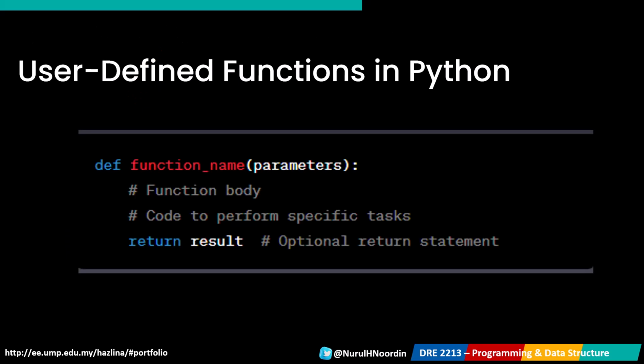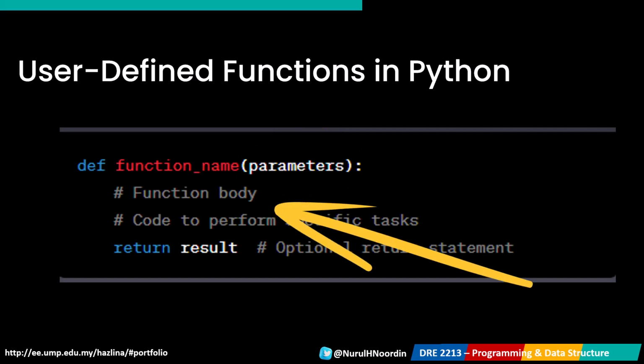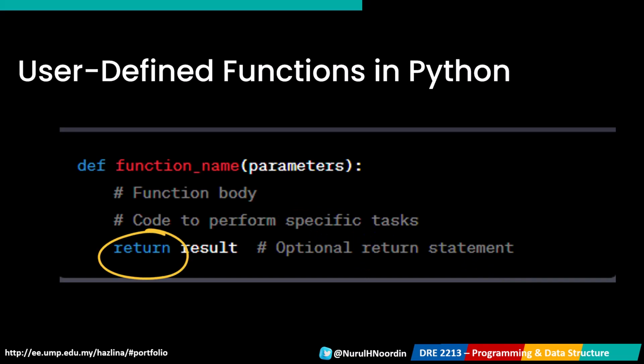Python allows you to define your own functions, known as user-defined functions, UDF. UDF enables you to encapsulate reusable blocks of code for better organization and readability. The def keyword is used to declare a function. Function name is the name of the function you choose. Parameters are input values passed to the function. Function body contains the code to be executed when the function is called. Return statement is used to send a value back when the function is called.